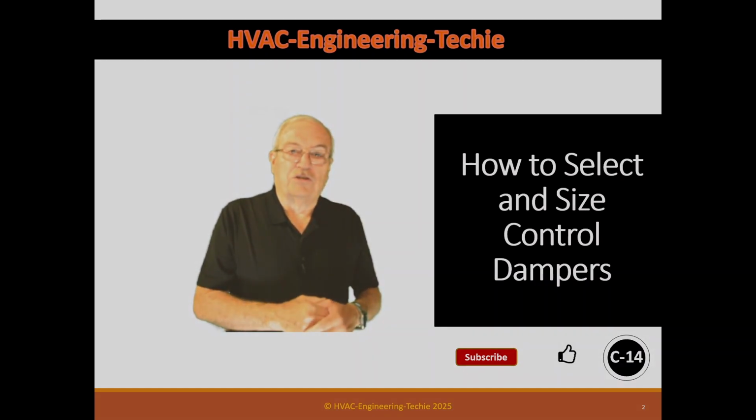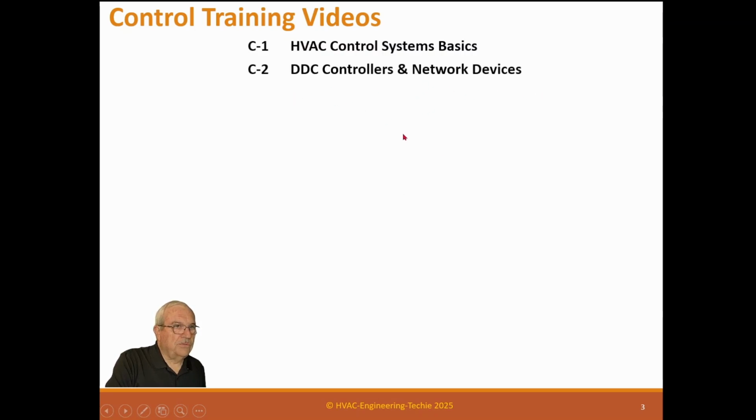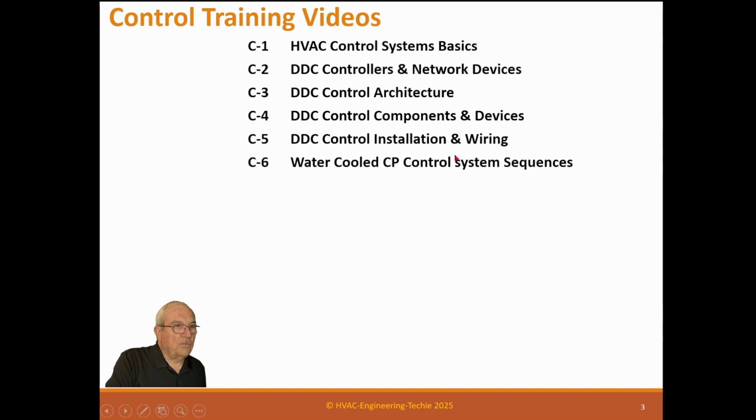Let's take a look at control dampers. Before we start on control dampers, I'm just going to go through the list of videos for controls. I know you've probably already seen this, but if not, these are the ones that are available to help you. C1 is HVAC control basics. C2 is DDC controllers and network devices. C3 is DDC control architecture, the layouts and the networks. C4 is DDC control components and devices. C5 is DDC control installation and wiring.